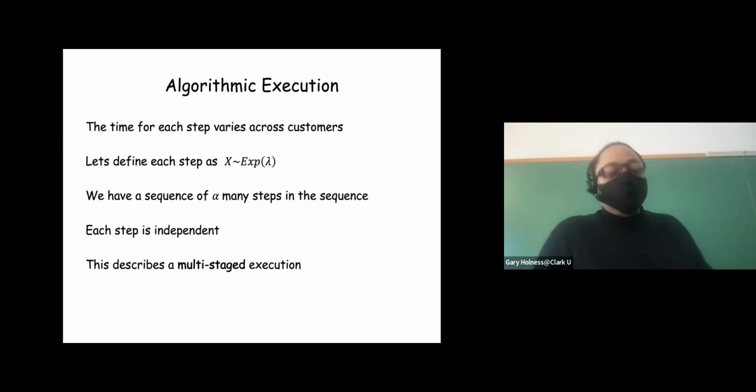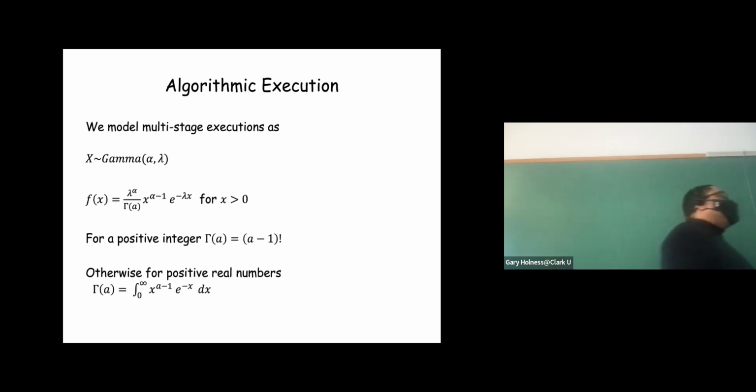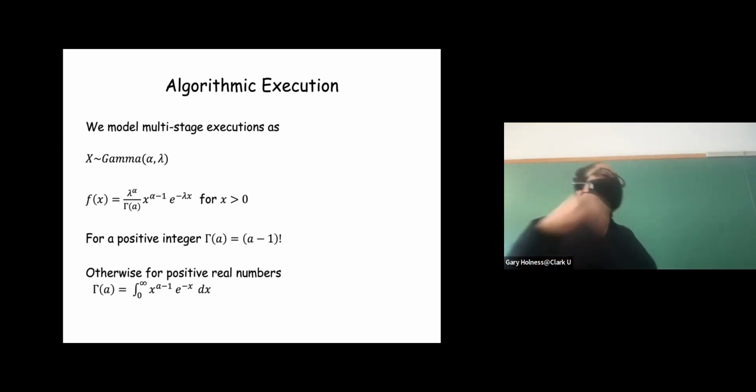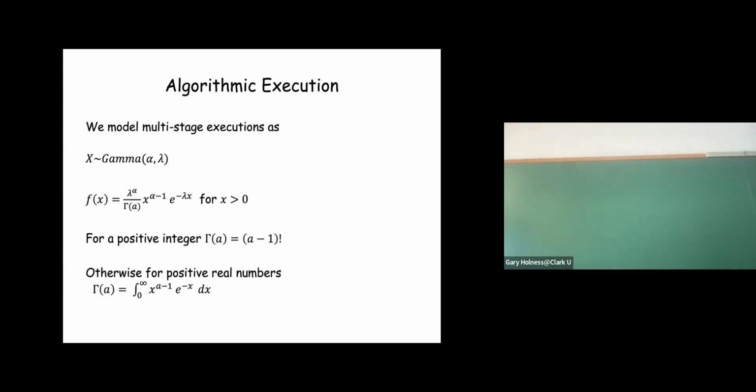And this algorithmic execution model is so-called, sometimes in the literature, a multi-staged execution. This is well defined by the gamma distribution. And I remember when I first saw that, I'm like, what the hell is that, right? Gamma. So the gamma distribution has two parameters, the shape and the scale parameter. Alpha is the number of steps in this algorithmic execution, and lambda is that time parameter, that rate parameter that governs the underlying exponential. Does that make sense? Any questions? No? All right.